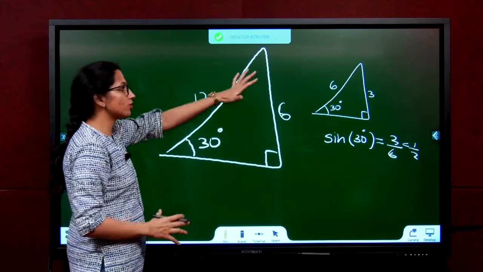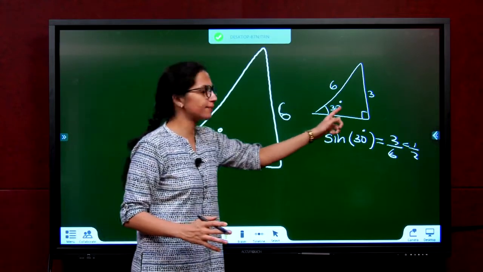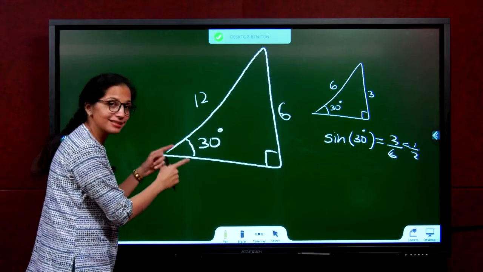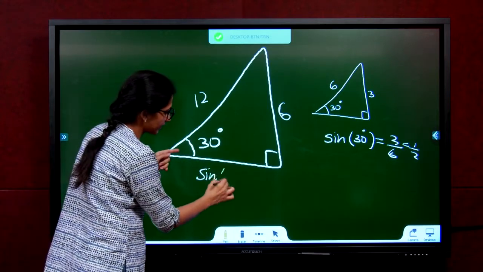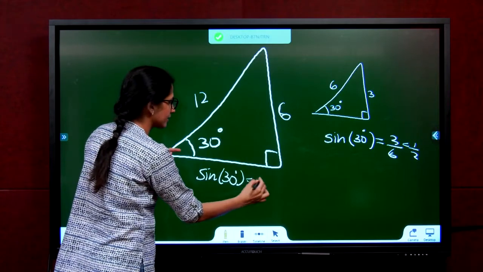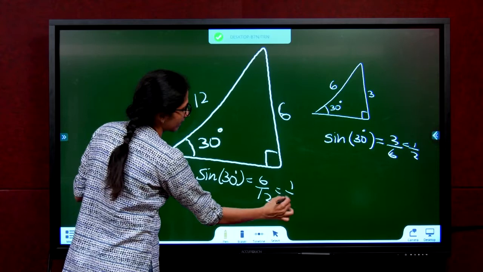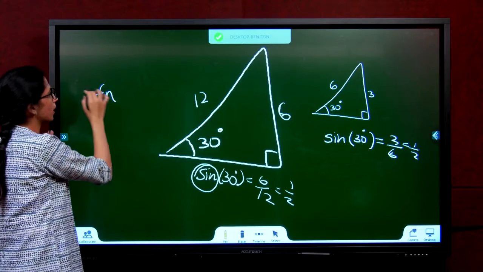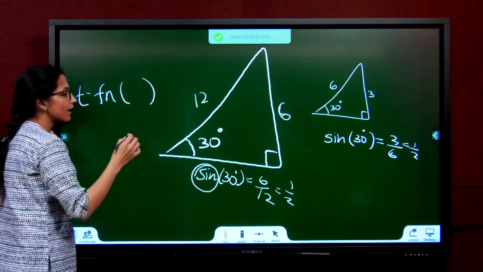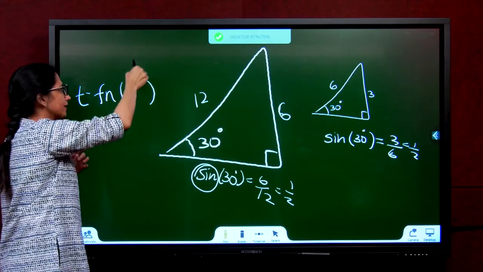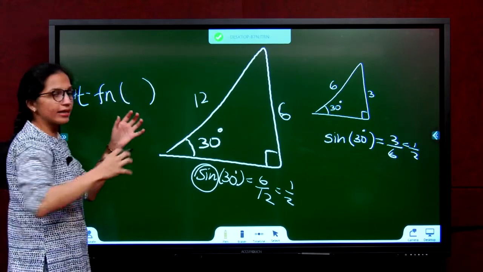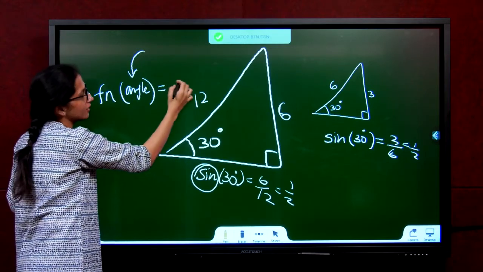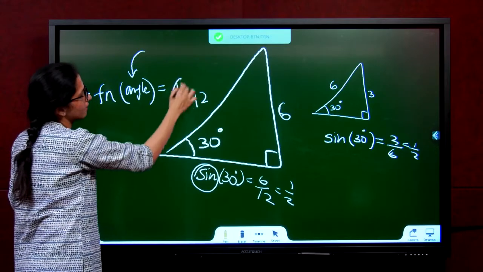I'll explain this again. Here, even though the triangle has become bigger, this triangle is similar to this. Why? Because I have just zoomed in. Angle has not changed. Angle is still 30. Sine of this 30 is this side 6 by 12. It is still 1 by 2. So what is happening? This is a function. Function means if you put some value in it, there is some process taking place and you're getting an output. So here I put my angle value and I get a side ratio value, some number.